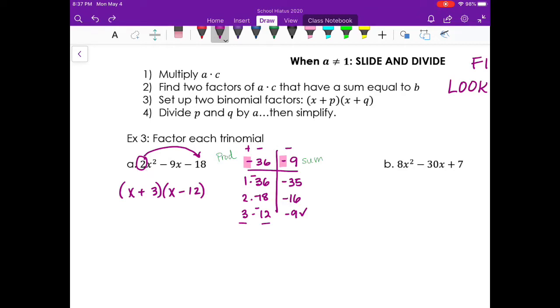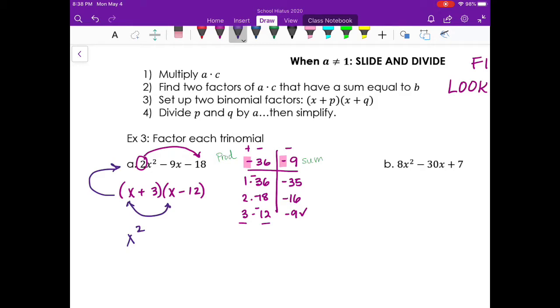So if I just stopped here and said, okay, this is good, well, that's a problem, because if I went to multiply x times x to FOIL these back out, my result should give me the original problem back again. But if I multiply x times x, that only gives me x squared. That does not give me 2x squared. So this is not a reasonable answer.